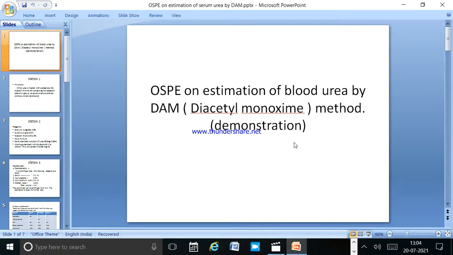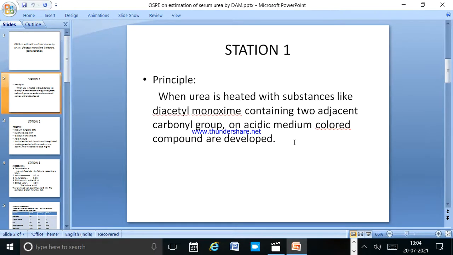As an example, in station 1 you may be asked to write the principle. You have to write: when urea is heated with substances like diacetyl monoxide containing 2 adjacent carbonyl groups in an acidic medium, a colored compound is developed. For this color development, you have to measure the color using a colorimeter, and thus help in estimation of the blood urea.